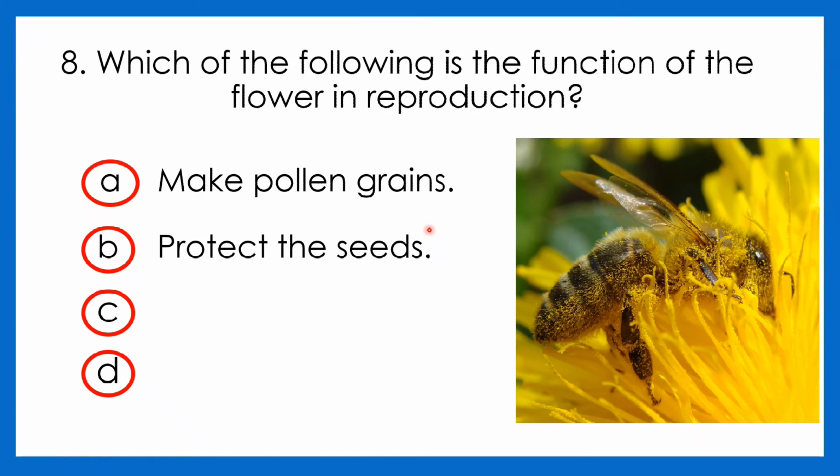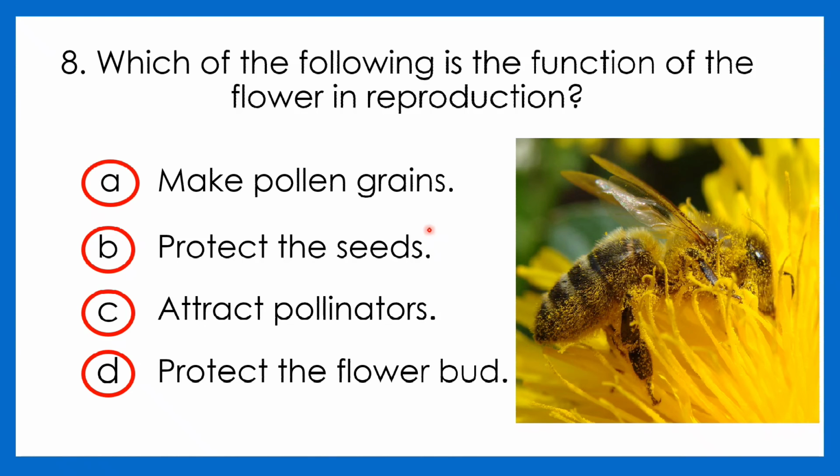B, to protect the seeds. Letter C, to attract pollinators. Letter D, to protect the flower bud. So what do you think is the function of a flower in reproduction? If you know this one, the color of this, the yellow one, then you can answer this question. You may now write your answer.